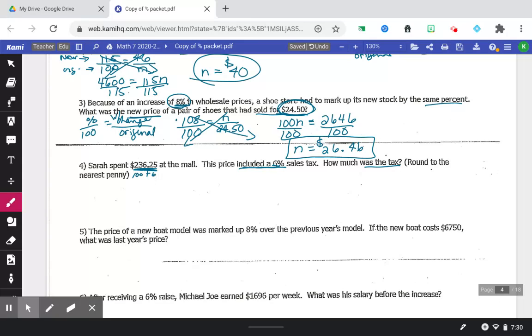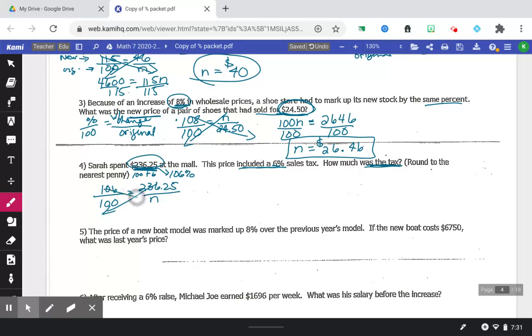So $236 is 106%. Okay. So I'm going to think 106% over 100. I know that new cost. I know that 106%. I'm looking for the original price. Okay. Because in order to figure out how much the sales tax was, I got to know the original price to see what the difference is between the two costs.